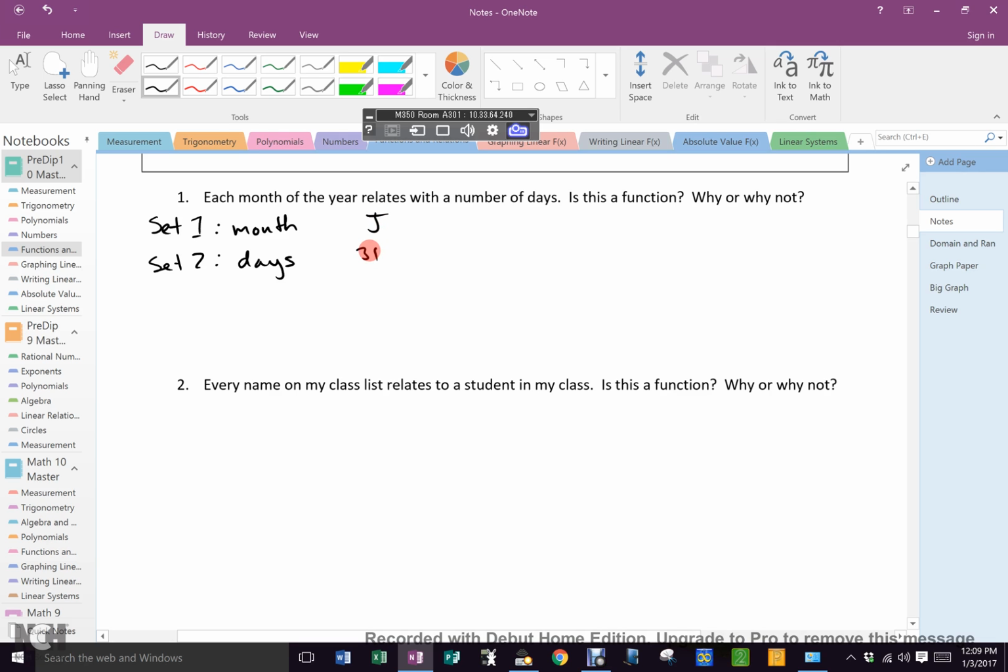One element relates to one element. Is it a function right now? Yes. What's the next month? February. How many days does February have? 28 or 29. Is it a function? No. Why? Because there's two elements that associate with February.